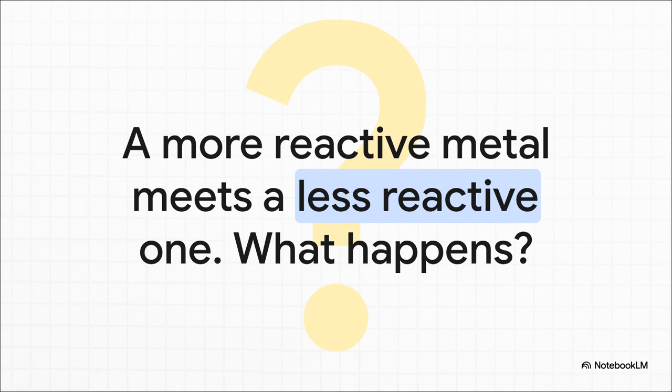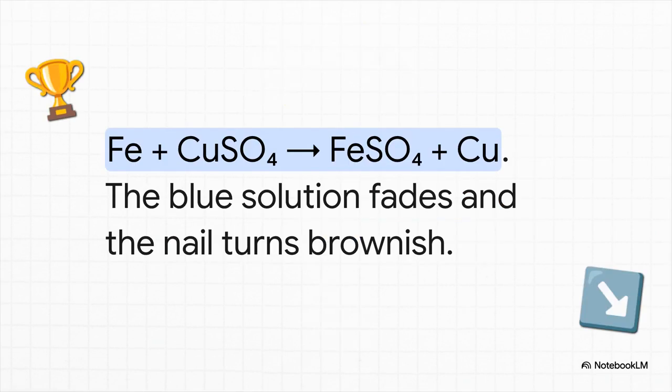So, when this more assertive iron meets the copper that's already chilling in a compound, what do you think is going to happen? The iron literally kicks the copper out of its spot. It just displaces it. The iron jumps into the solution to take copper's place, and the copper gets forced out as a solid metal, which is why the nail gets that brownish coating. And that bright blue color, that was from the copper sulfate. Since that's gone now, the solution fades. It's a total chemical power play.